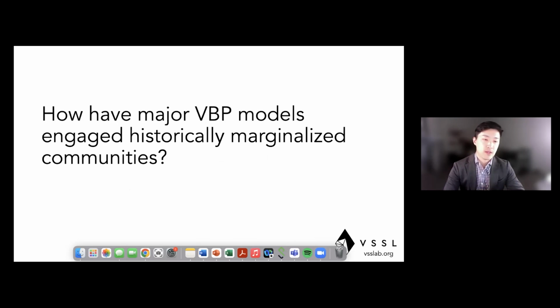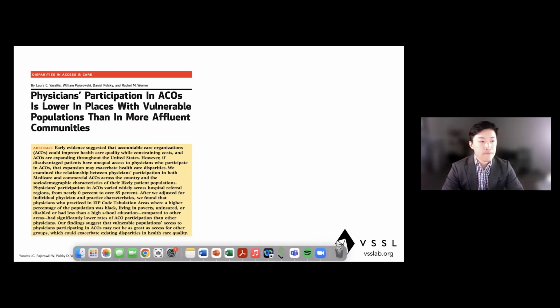Then, leading from that, the question is, how have these major models engaged historically marginalized communities? This is an analysis done by colleagues at Penn where they looked at geographic differences in how physicians participated in ACOs. The idea was that if participation and uptake are different, then any care improvements that ACOs may yield may not be accessible to certain populations or communities.